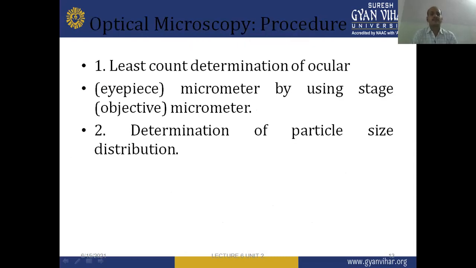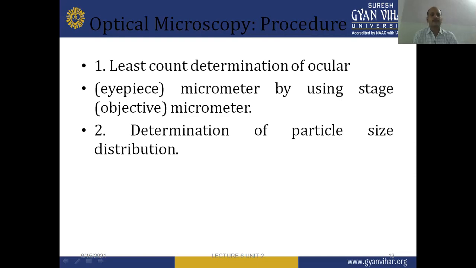Now, the procedure of optical microscopy. First, in this method, we have to determine the least count of the ocular or eyepiece micrometer by using the stage or objective micrometer. As I discussed, there are two types of micrometer.